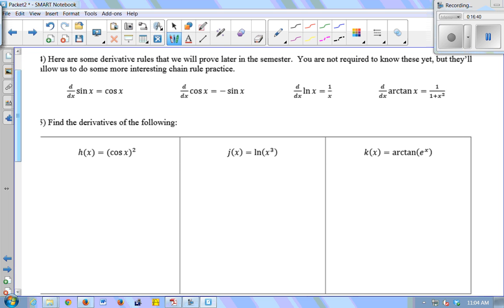So here are 4 new derivative rules. We're going to prove them later in the semester. You're not responsible for knowing these yet, but just having them written there is going to allow us to do some more interesting chain rule practice. So let's say I want to take the derivative of the cosine of x squared.